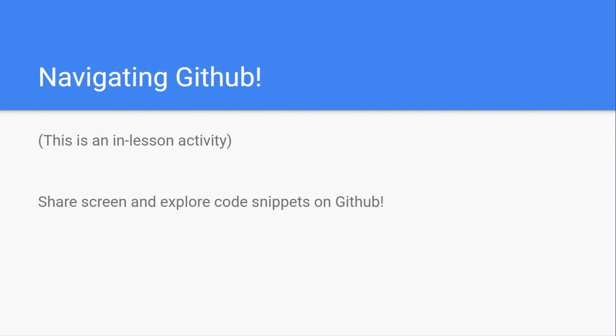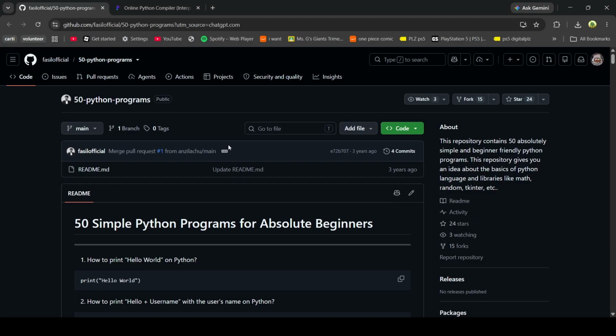Navigating GitHub. For this in-class activity, we will navigate GitHub together. I will share my screen and we will explore different code examples and snippets. We will look at how programmers use variables, booleans, operators, loops, and conditionals in real code. Now we're going to briefly explore GitHub. GitHub is a website where programmers can store, organize, and share their code. A project stored on GitHub is usually called a repository. For this activity, I found a repository containing simple Python programs for beginners.